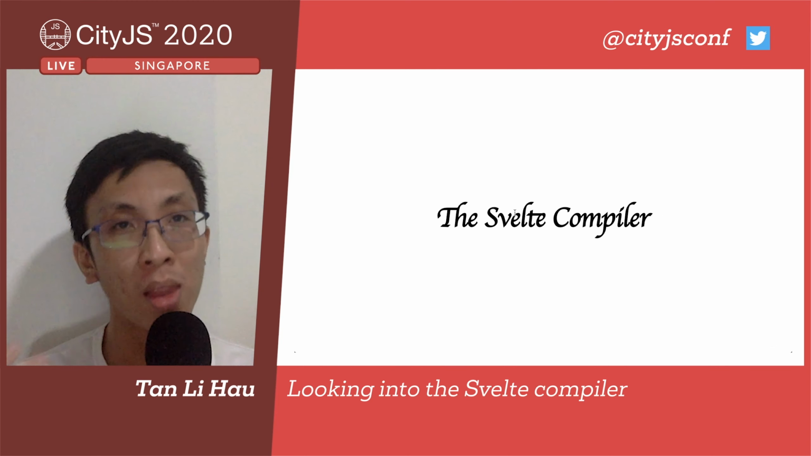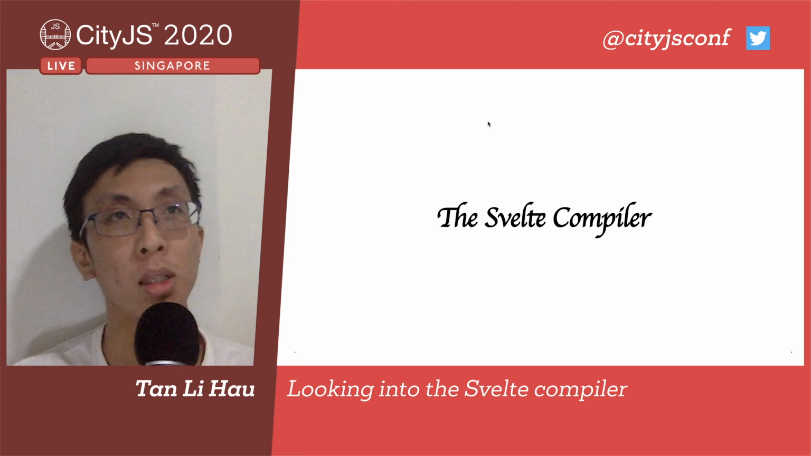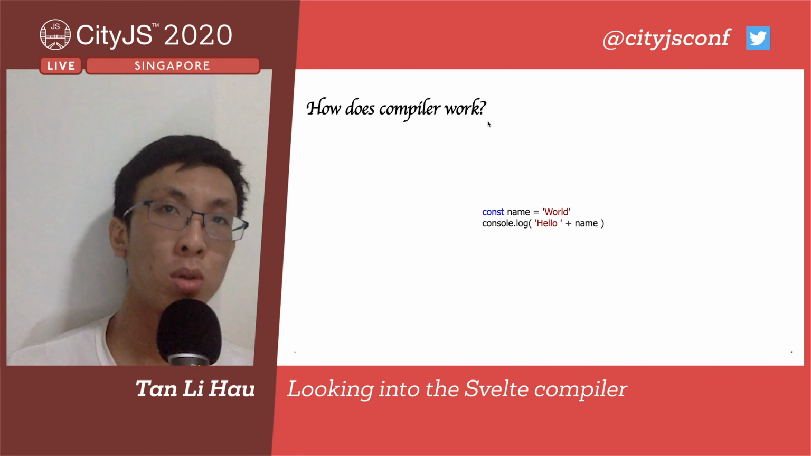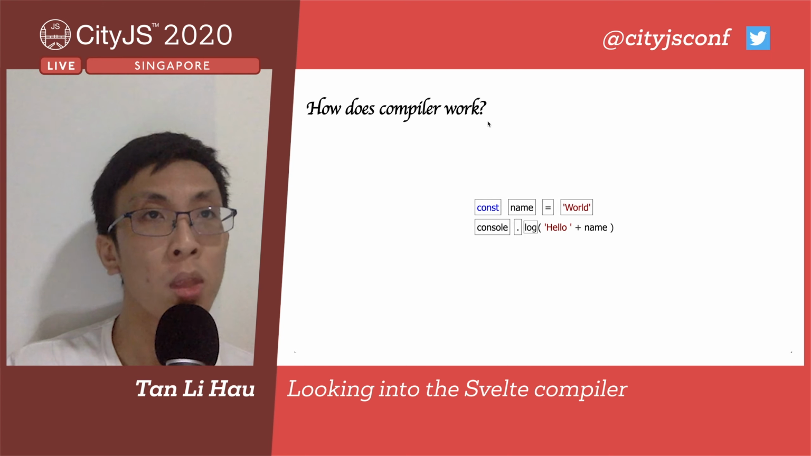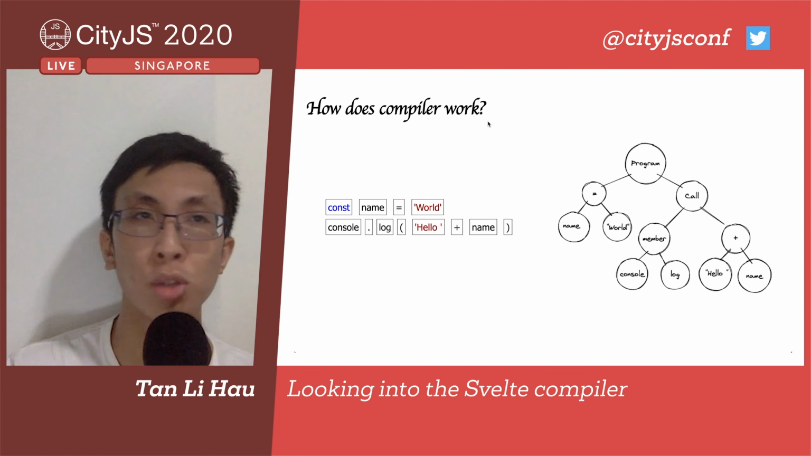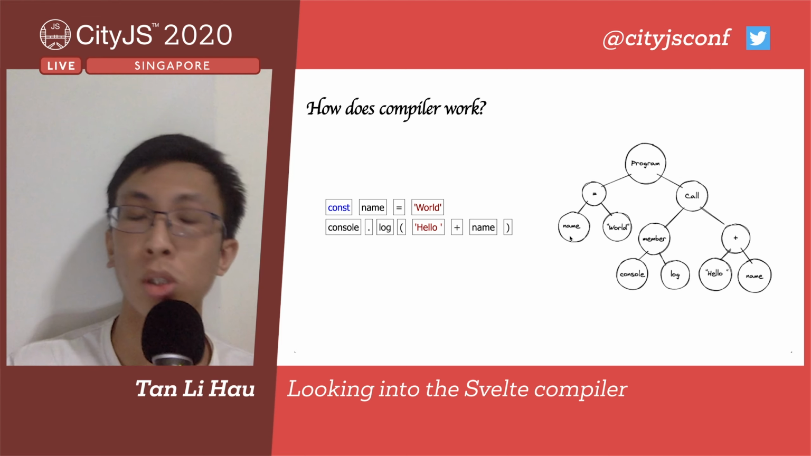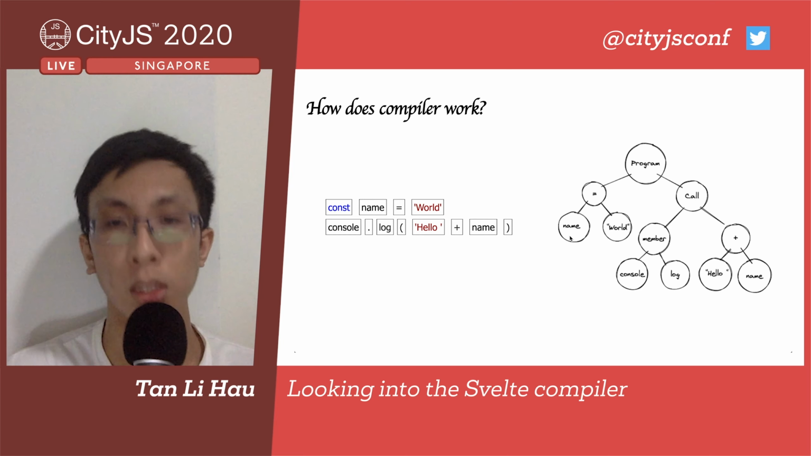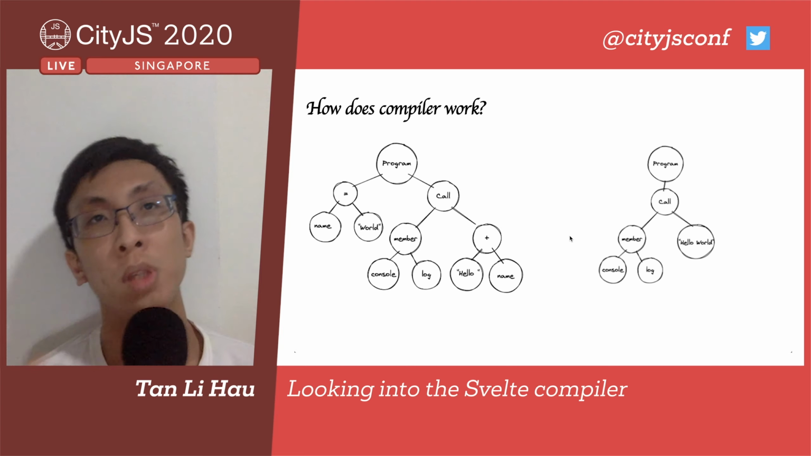So finally, let's take a look at the Svelte compiler. Before that, how does a compiler work? A compiler first reads through your code and breaks it down into smaller pieces called tokens. And then the compiler goes through this list of tokens and arranges them into a tree structure according to the grammar of the language. The tree structure is what a compiler calls an abstract syntax tree, or AST for short. An AST is a tree representation of the input code.